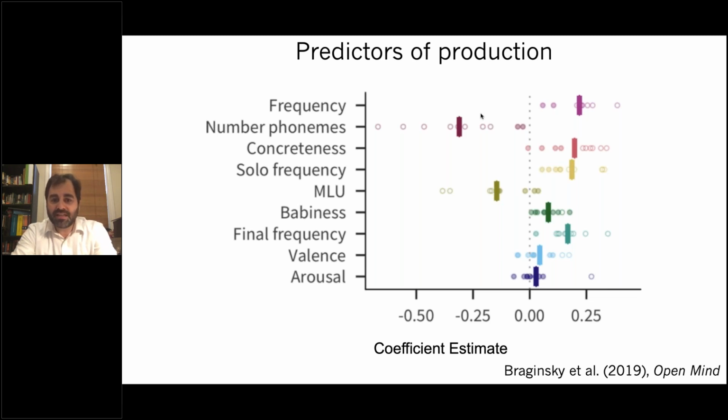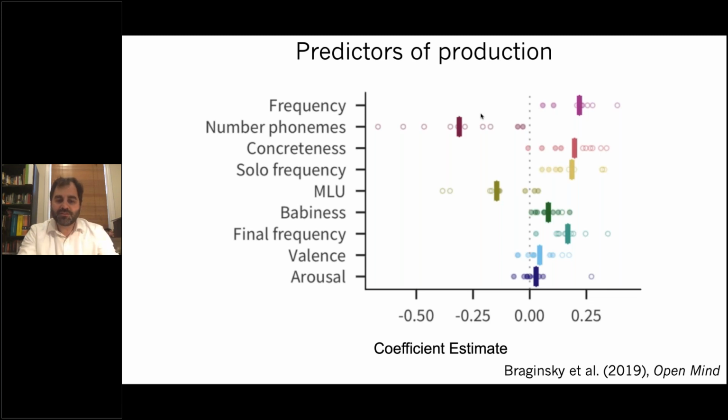So first thing you can see is higher frequency words are easier. Longer words, that's number of phonemes, are harder to learn across languages. More concrete words are easier. Those words that show up alone in a sentence are easier, presumably for segmentation reasons. Those words that show up in longer sentences with longer mean length of utterance, those are harder. Words that are associated with babies are easier, and words used at the end of sentences are easier. And then valence and arousal didn't do as much as had been predicted in the literature.